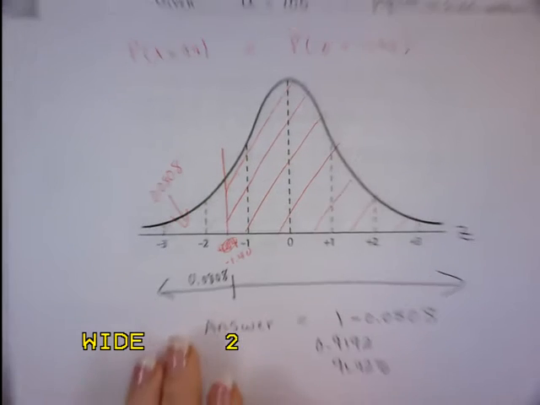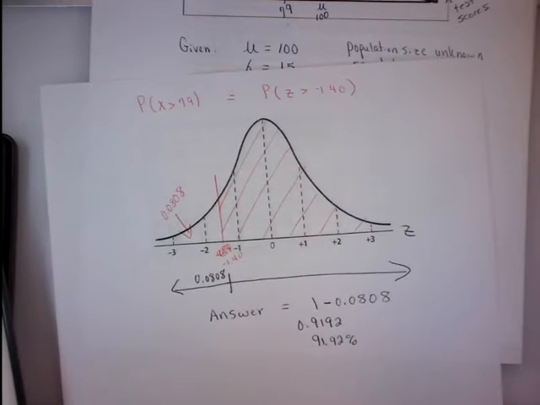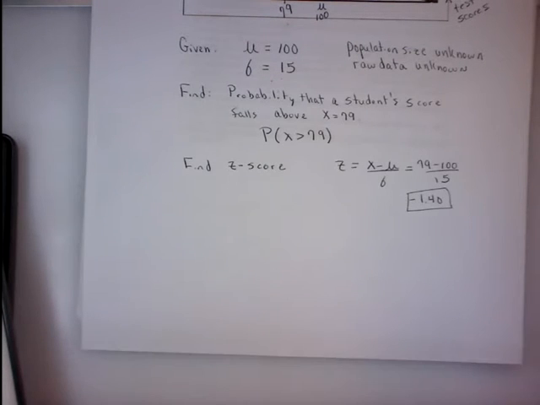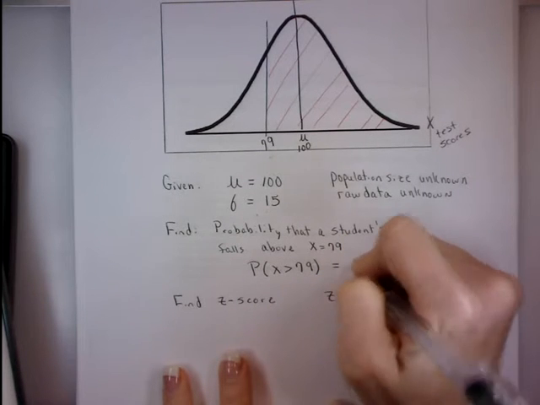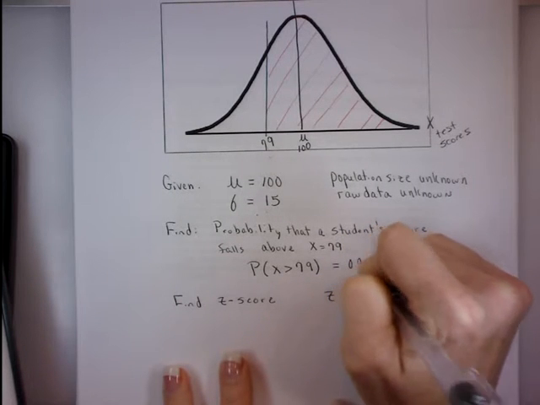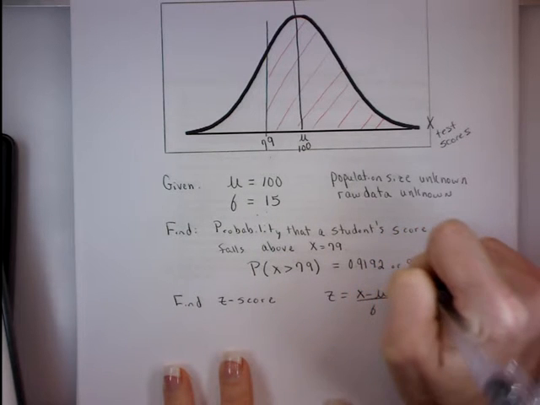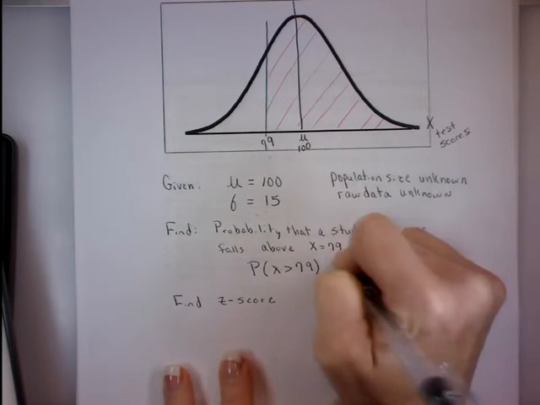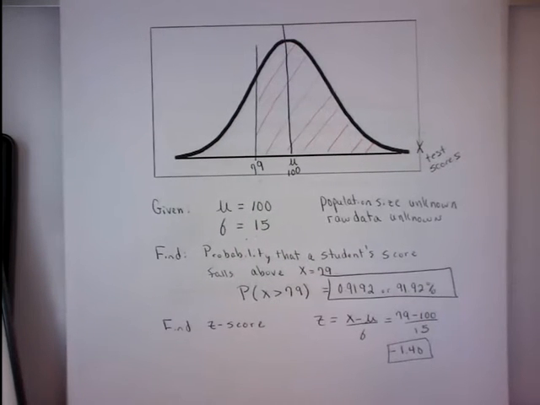Therefore, I'm going to go back to this question. The probability that X is greater than 79 is 0.9192, or 91.92%. Either one is acceptable because it's probability. So that's the process by hand. Now the calculator.